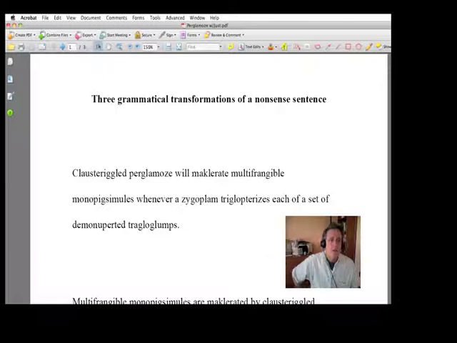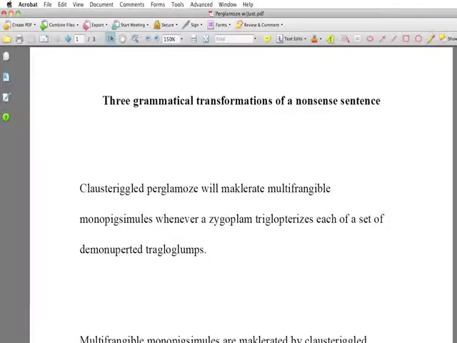We're going to look at 3 grammatical transformations of a nonsense sentence. And why don't we start by having me read it. Clostrigal perglamos will maclerate multifrangible monopixamules whenever a zygoplam triglopterizes each of a set of diminuperted tragloglumps. For the rest of the lecture, we'll do this in audio only.